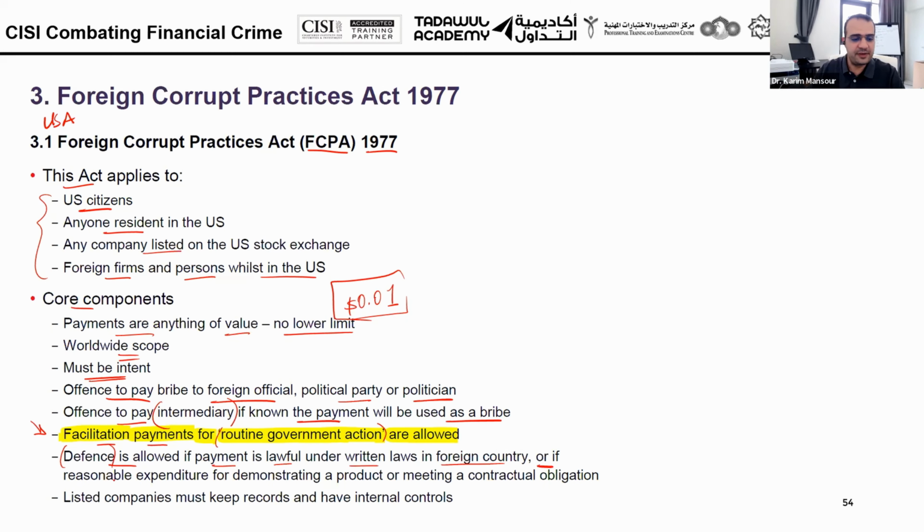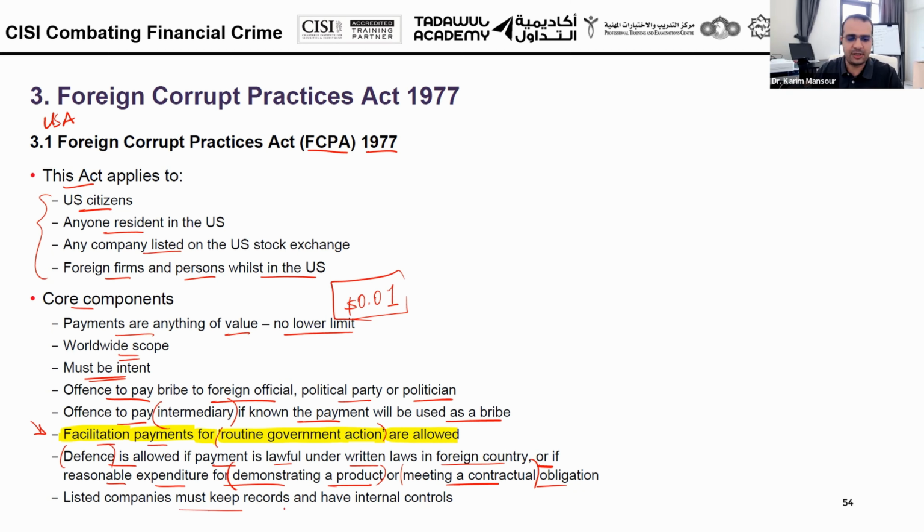Or if it is reasonable expenditure for demonstrating a product or meeting a contractual obligation. Like, I will give you certain money to come and see our products. I will pay you certain money to give us the time to demonstrate our product to you. In the US, that's fine.